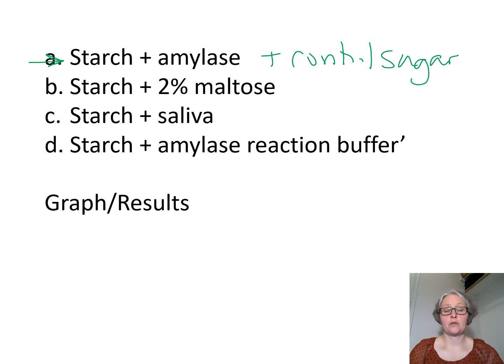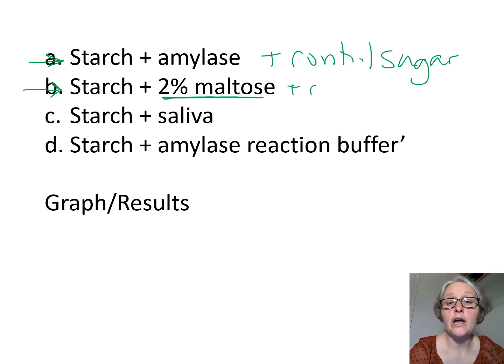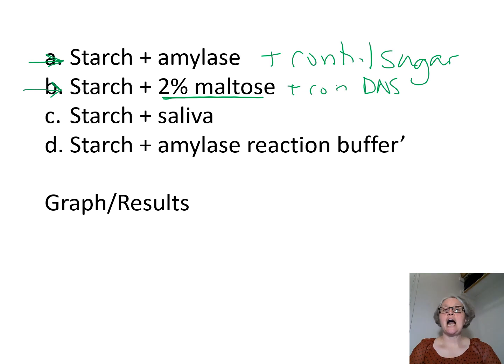The second tube that you got was starch plus maltose. We didn't even add enzyme. Or in other words, I just gave you a tube where there was lots of sugar floating around. This was a positive control as well, but this was a positive control for the DNS reagent. I knew for sure that this tube had tons and tons of sugar in it, and so it was a way for me to make sure that your DNS reagent was working appropriately.